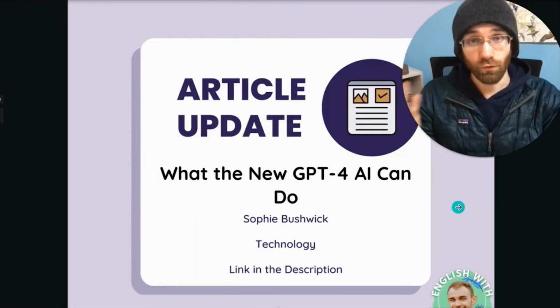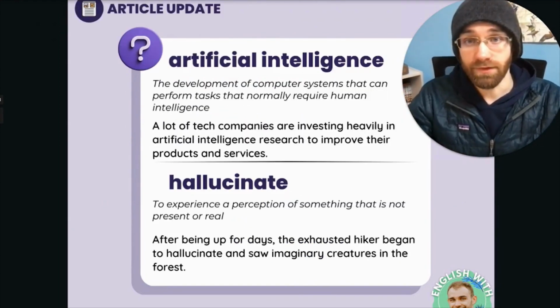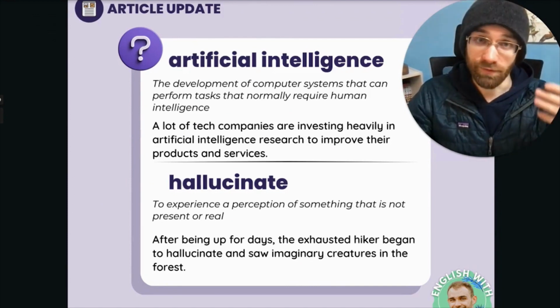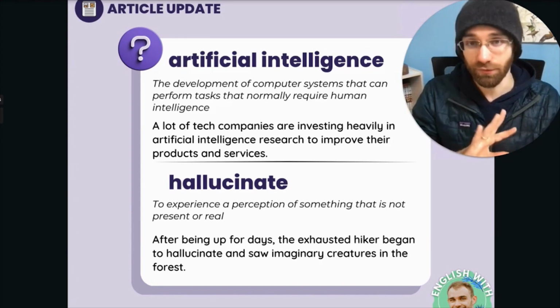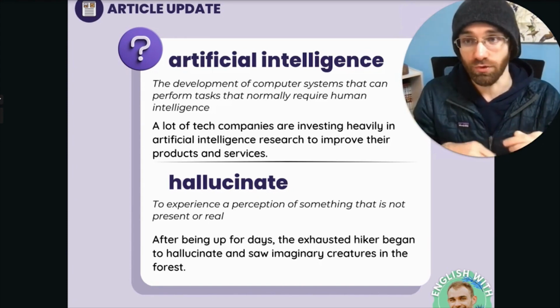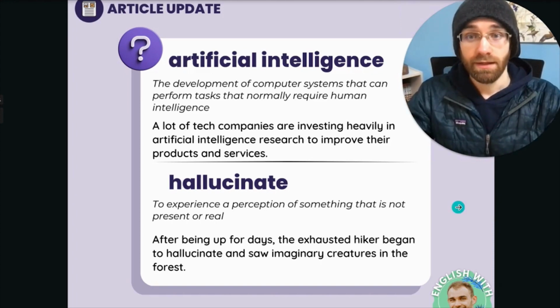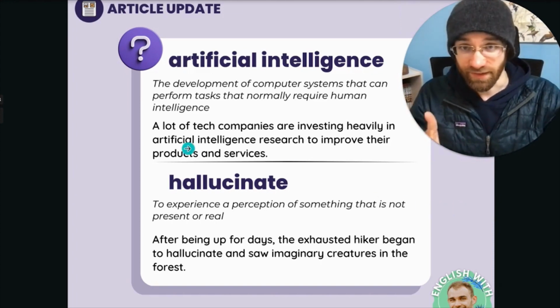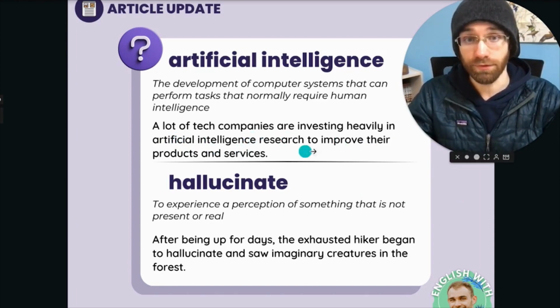So, I've chosen two vocabulary phrases from the article that are particularly important. The first is, of course, AI or artificial intelligence, which is intelligence that's found in machines rather than humans or monkeys or other animals with intelligence. So repeat after me as I say this example sentence. A lot of tech companies are investing heavily in artificial intelligence research to improve their products and services.